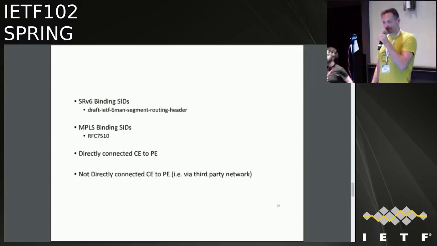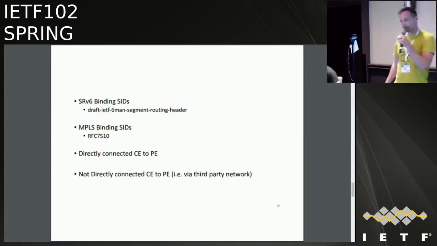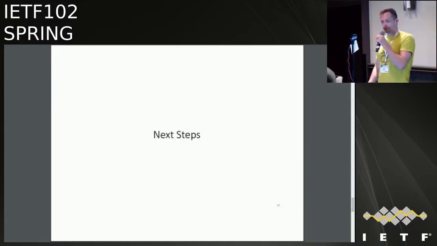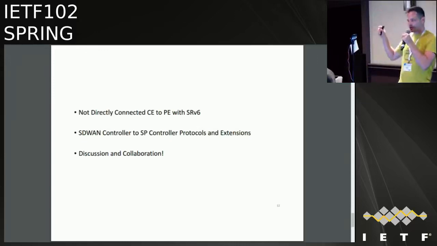This is close to the end here. Currently we have SRv6 binding SIDs defined, and we have MPLS binding SIDs defined, utilizing RFC 7510 for MPLS and UDP encapsulation. We define directly connected CE to PE and not directly connected CE to PE cases. We'll be adding the not directly connected CE to PE with SRv6 in next revisions, as well as the SD-WAN controller to service provider controller protocol and extensions, exploring that area and seeing what needs to be done.